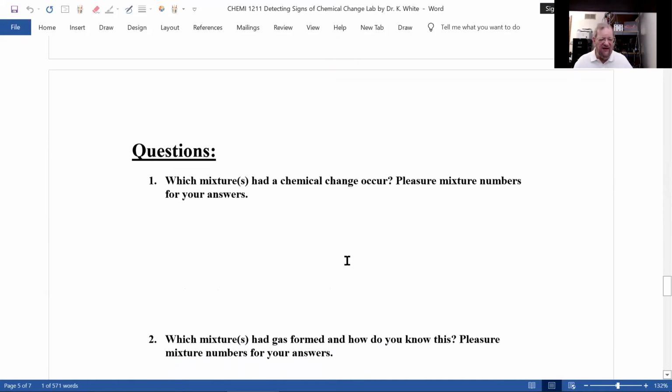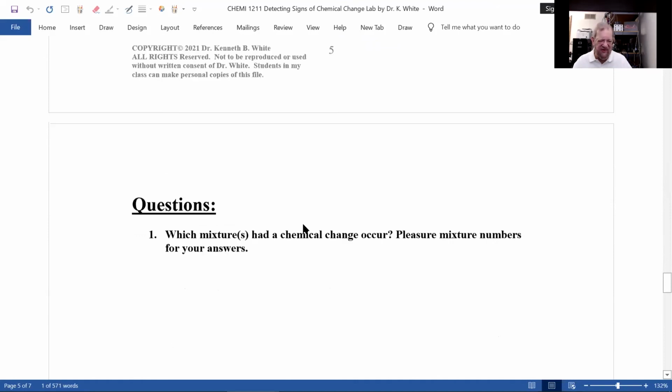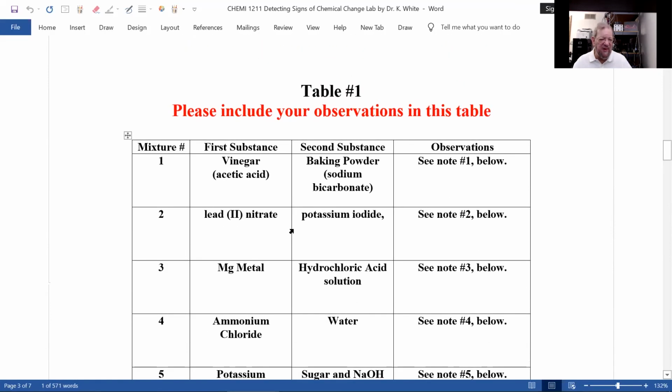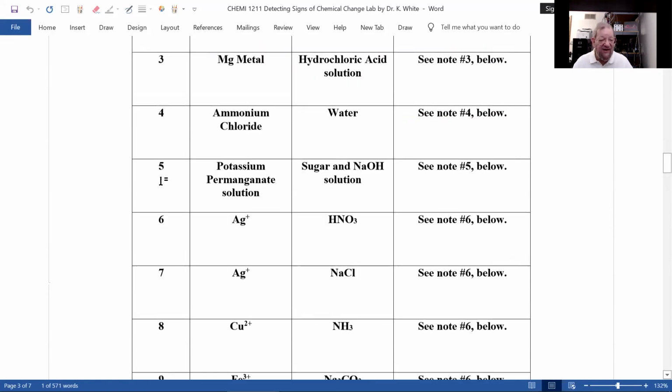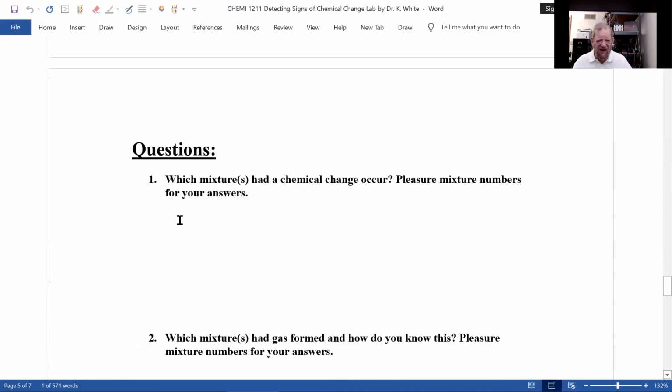Now, after you've done that, guess what? I have some questions you have to answer. Number 1, which mixtures had a chemical change? And please use the mixture numbers, not the actual names. Say, if there are a couple of them, and one of them was number 1, you'd put down number 1, and the others that you had a chemical change. Not all of them might have chemical changes. Dr. White can be sneaky.